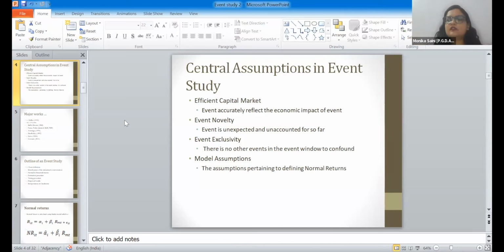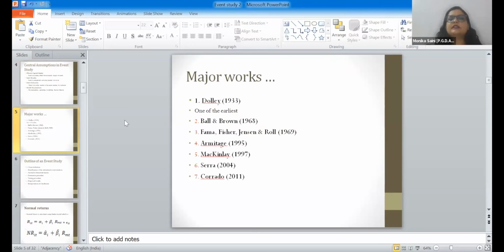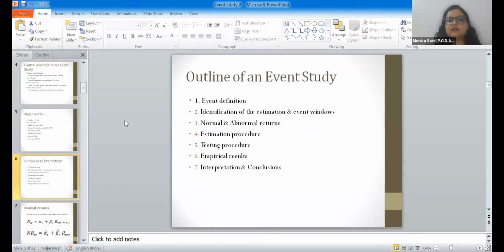Then whatever model, like ma'am has told you about the market model, and then we have the market adjusted model, constant return models. So whatever model we are using, the assumptions of that model will also be applicable. For example, mostly the return distribution should be normally distributed, right? These are some major assumptions of event study.